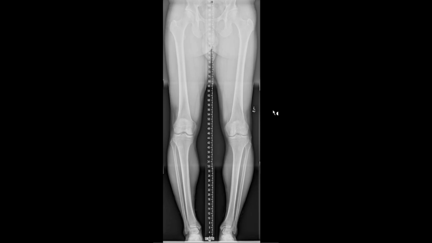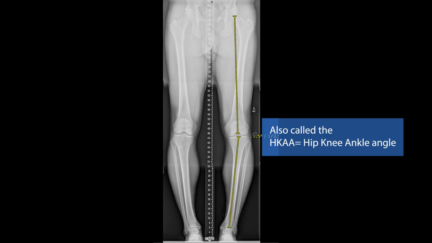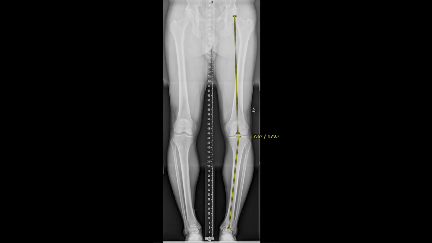Look at the x-rays of this patient that I operated on recently and draw some lines. This would be the mechanical axis of the femur, and this would be the mechanical axis of the tibia. As you can see, there's about a 7.5 degree varus deformity between the tibia and the femur. If this is 180 degrees, the tibia moves medially and the apex of the angle is lateral. So this is a varus deformity of the knee.